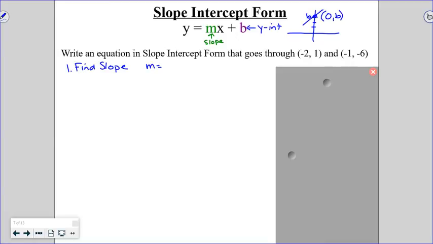So step number 1, y2 minus y1 over x2 minus x1. Hopefully we're remembering that, right? So negative 6 minus 1 over negative 1 minus negative 2 would be a negative 7. Always check my work here. Over 1, or a slope of negative 7. All okay with that? Step 2, set up your point slope form.